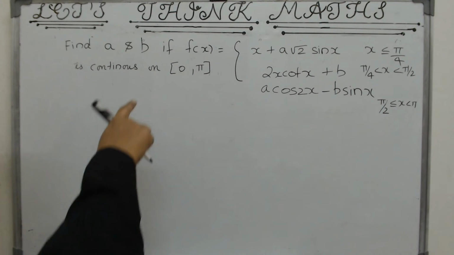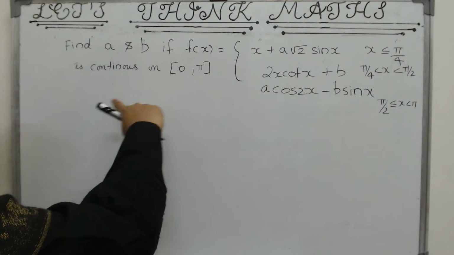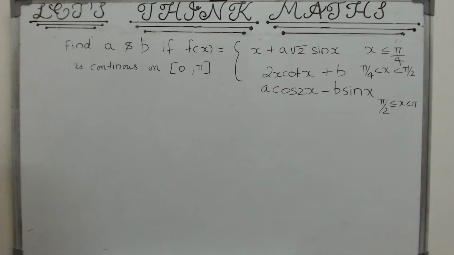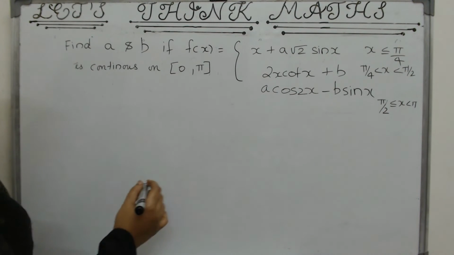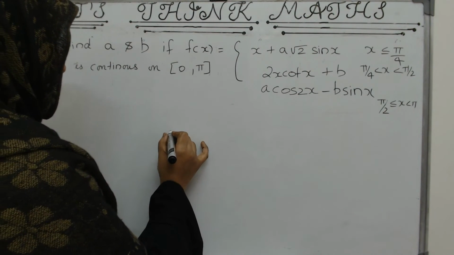It is given that f is continuous in this interval 0 to pi. So do the question yourself and just double check the answer with me so that you know where you are going wrong. Hopefully you will not go wrong, but if there is any mistake you can correct it. So just pause the video here and do the question yourself.